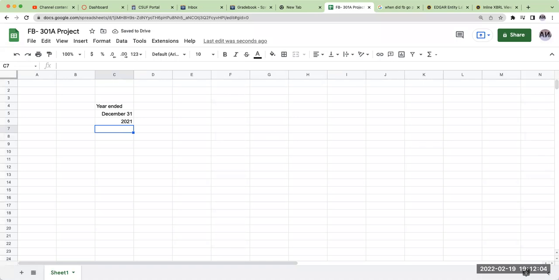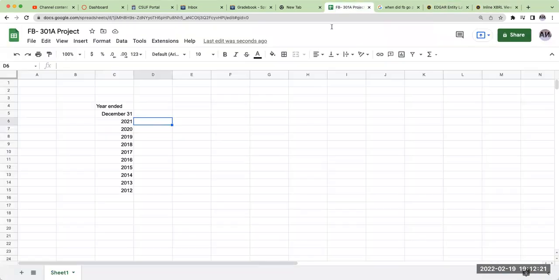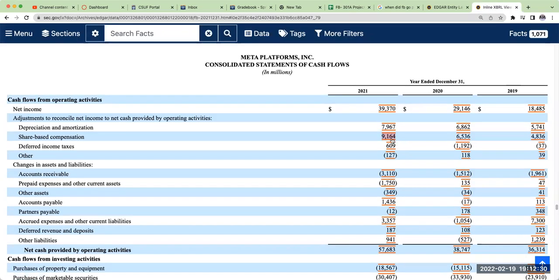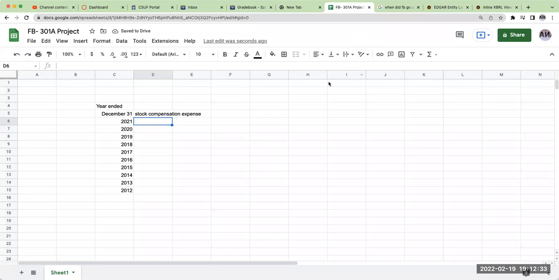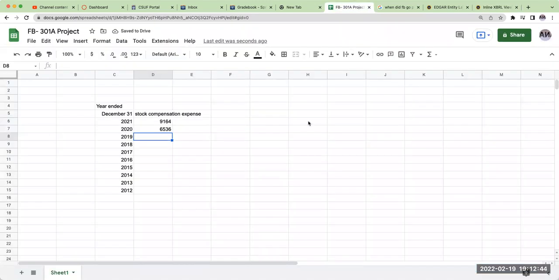December 31st, 2021. If you're doing Microsoft, it might be September 30th, 2020. And we're just going to take this down over here. So for 2021, the amount of the stock compensation expense over here was 9.1 billion, or 9164. Over here, this was 6536. And then over here, you've got 4836.